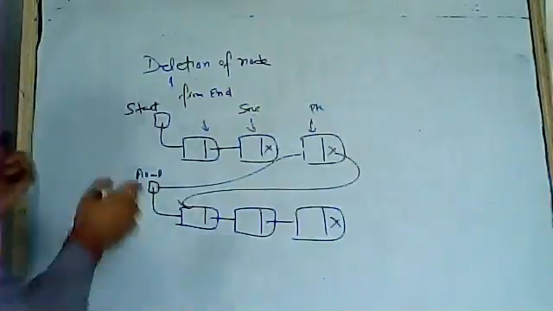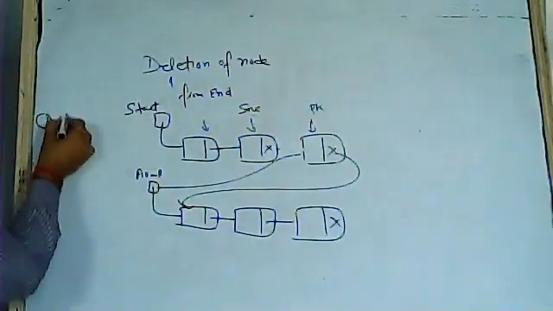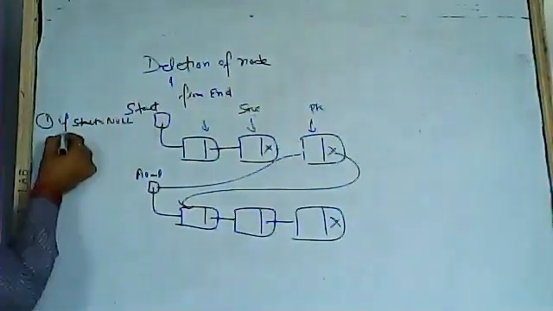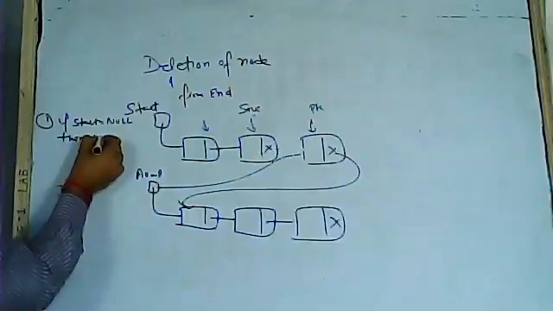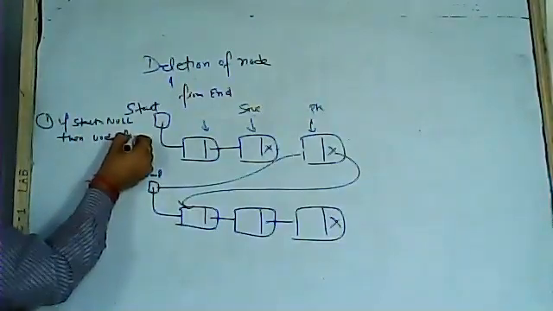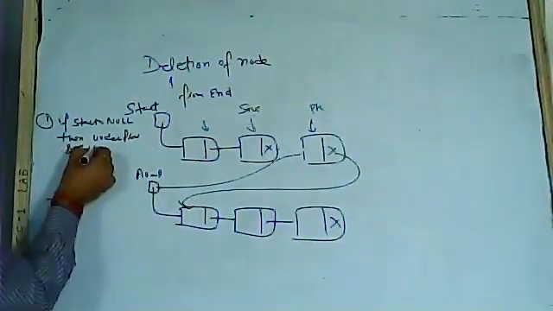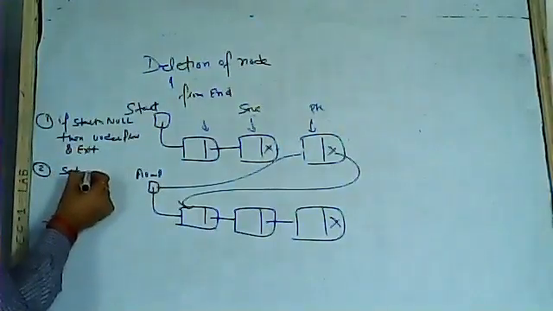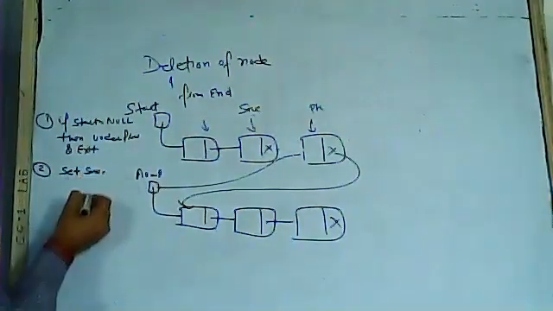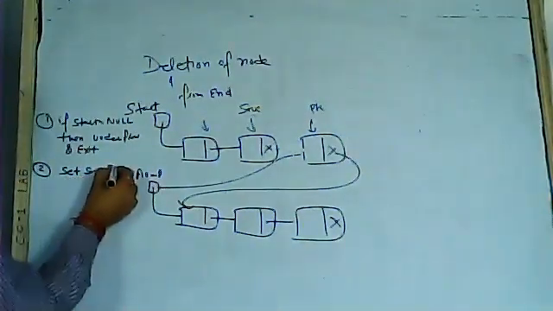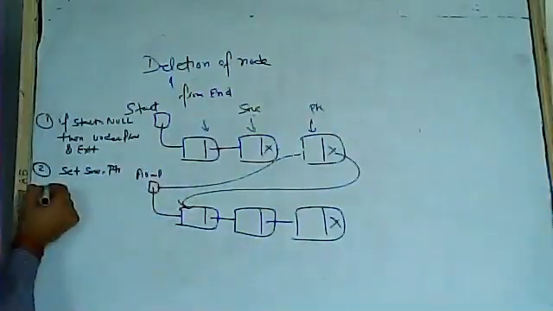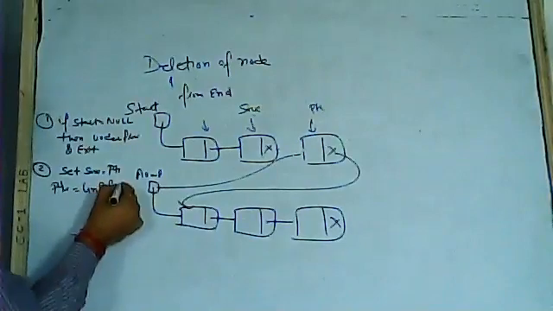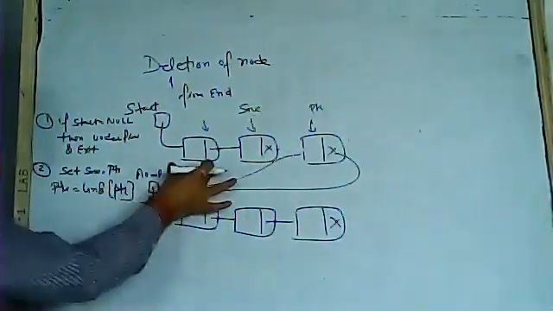Yes, sir. So again, step one: if start is null, then what will we say? Print underflow and exit. Step two: set save is equal to pointer, and pointer is equal to link of pointer. I put the pointer node into save, and the pointer moves to the next node. Is this step clear or not? Yes, sir.